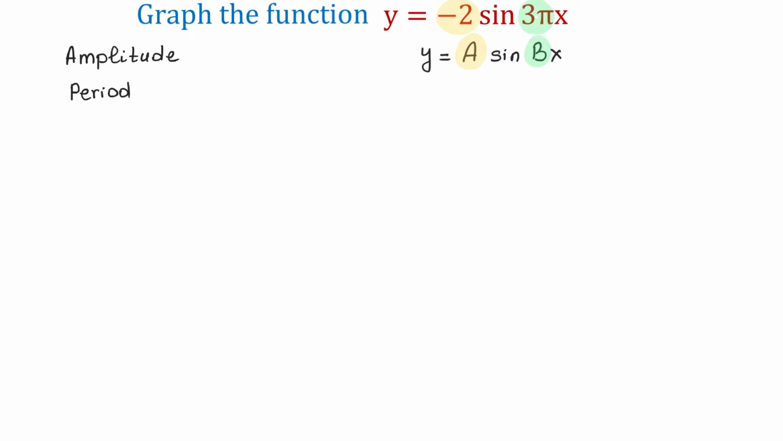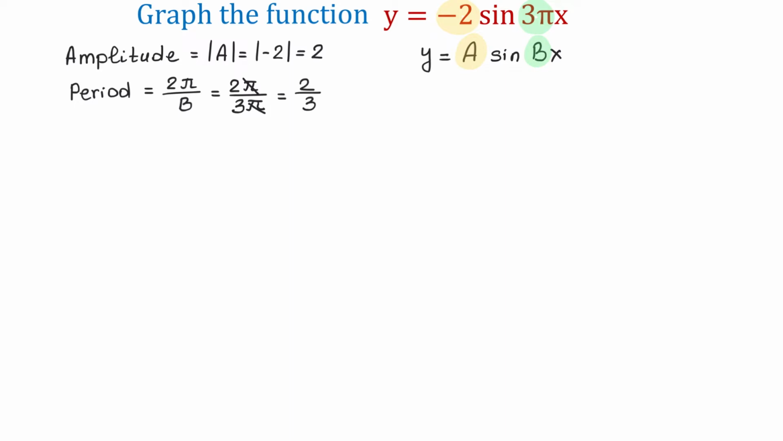To find the amplitude, we need to take the absolute value of a, and in this case, the absolute value of -2 is +2. The period is found using the formula 2 pi divided by b. Then, if we replace b with 3 pi and cancel pi, then the period is 2/3.